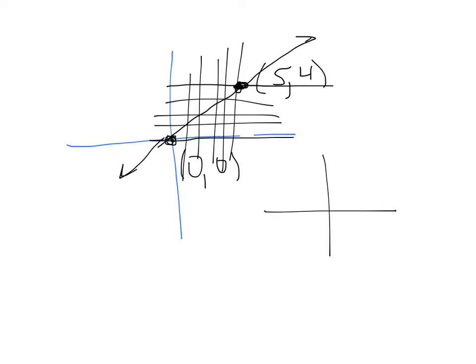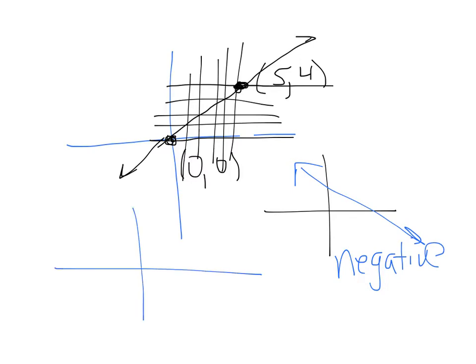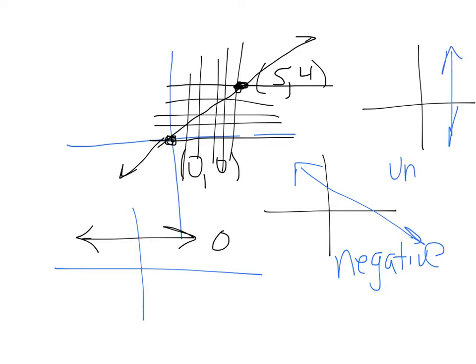Now, if the line goes down like this from left to right, that has a negative slope. If the line is flat like this, it has a 0 slope. And if the line is up and down, vertical, it has a slope of undefined. Okay, and that should get you through those.